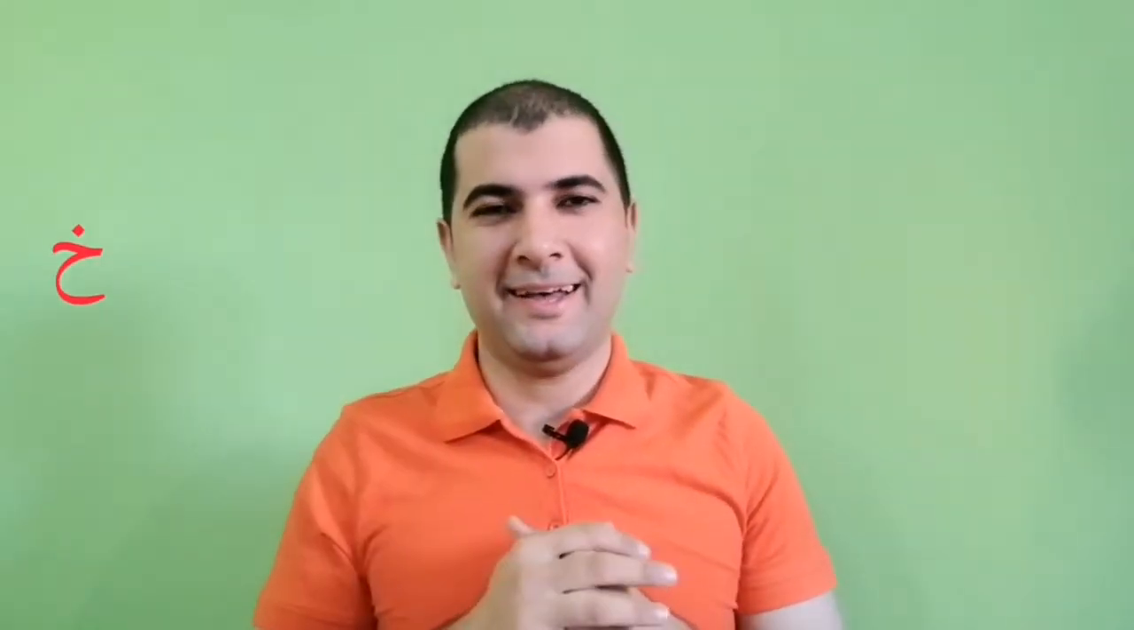The letter ya and the letter kha and the letter jim and the letter ba and the letter noon. Every letter from these letters has a different articulation point. What are the articulation points and how many points do we have in Arabic? This will be known in this video. Are you ready? Let's start.